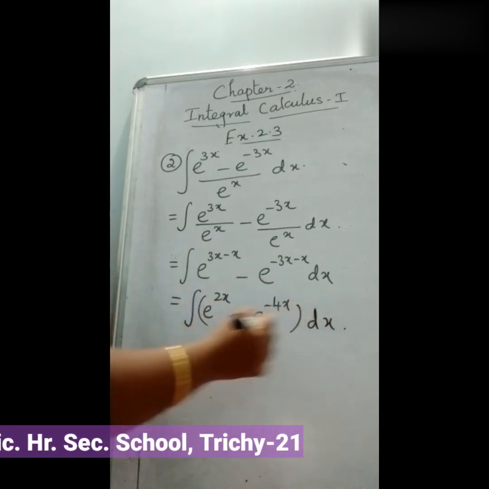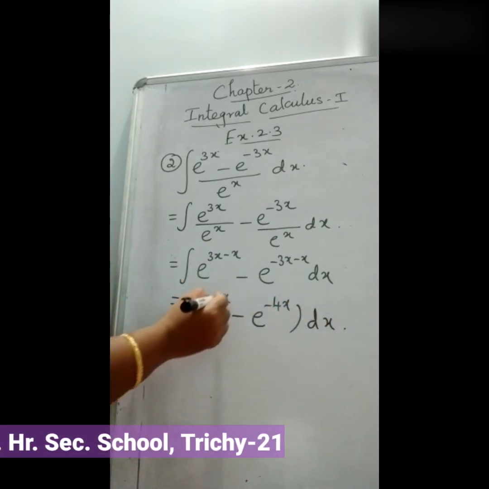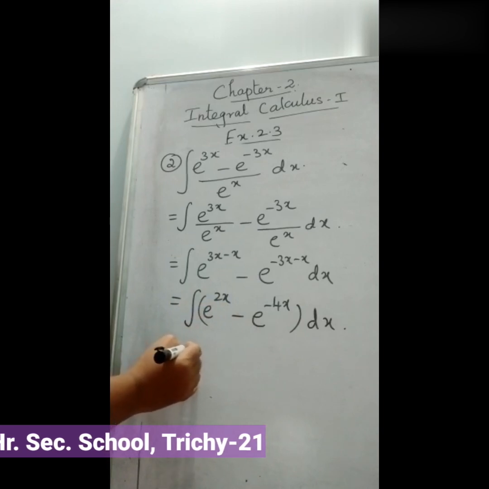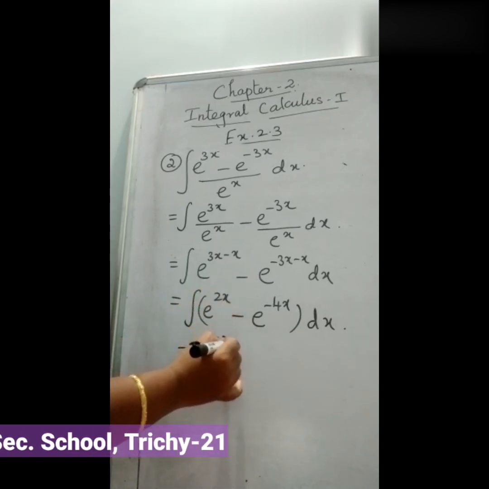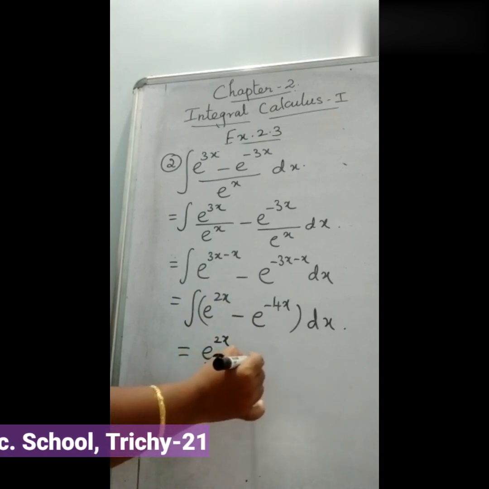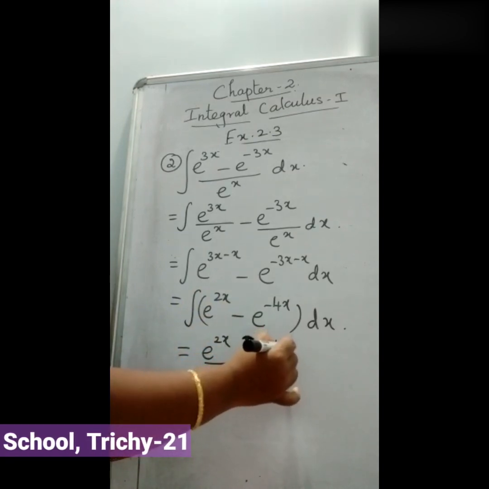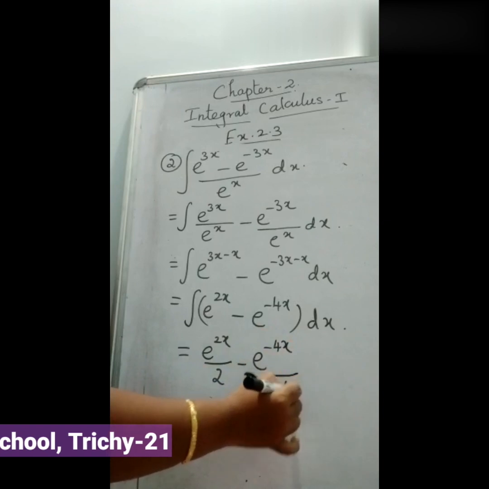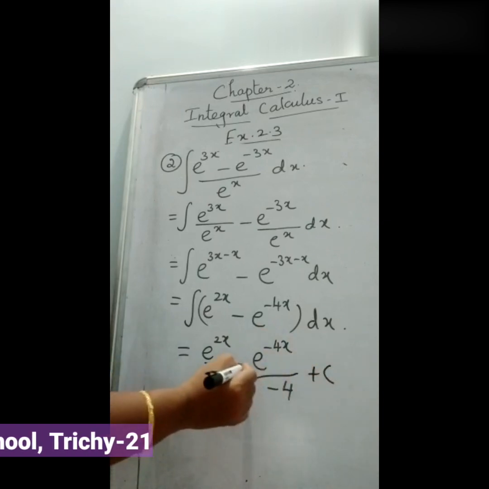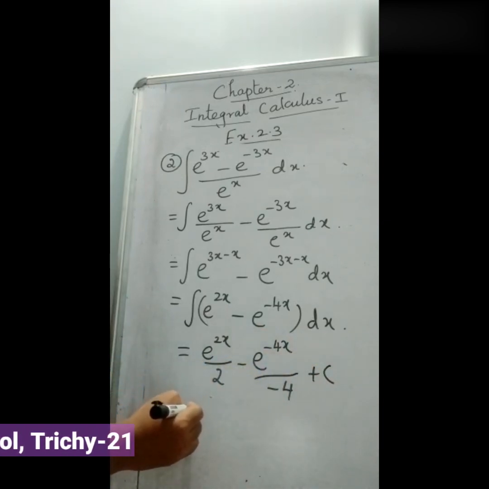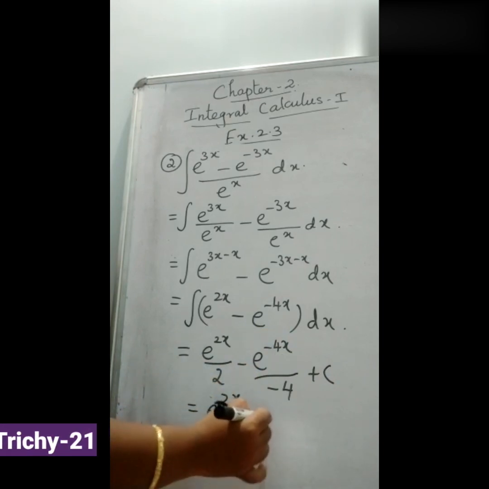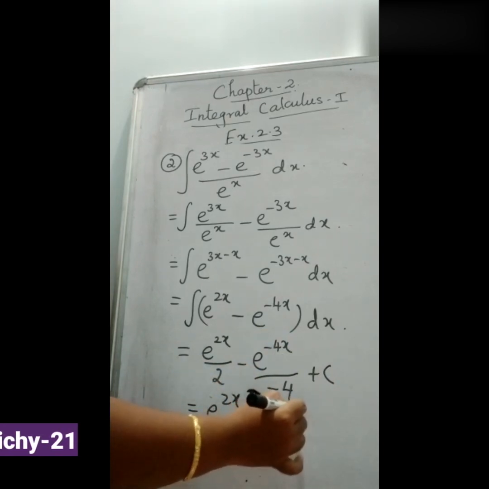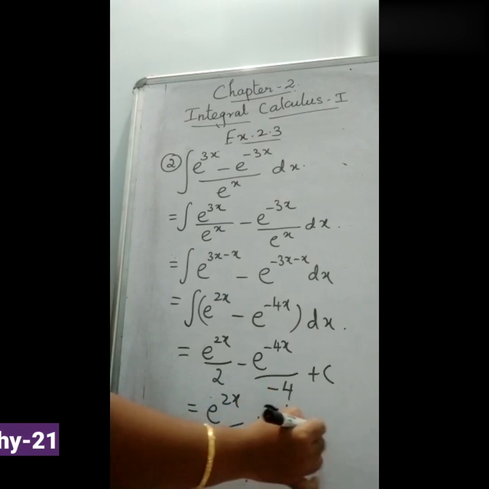Now we integrate this. Integral of e power x is e power x. So e power 2x integrates to e power 2x divided by 2, minus e power minus 4x divided by minus 4, plus c. Here minus of minus is plus, so the answer is e power 2x divided by 2 plus e power minus 4x divided by 4 plus c.